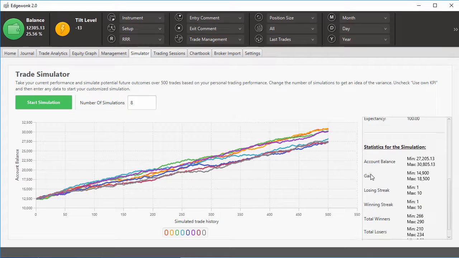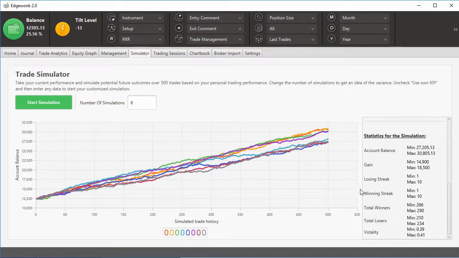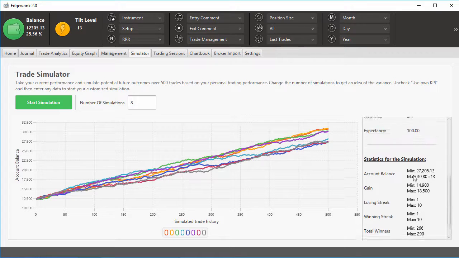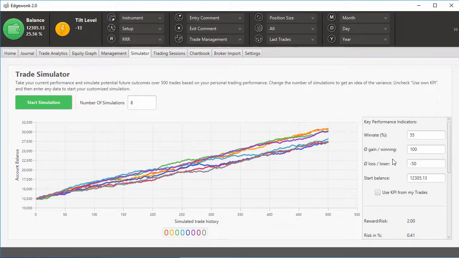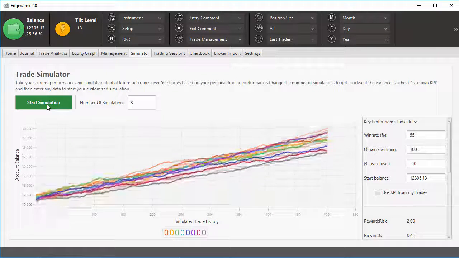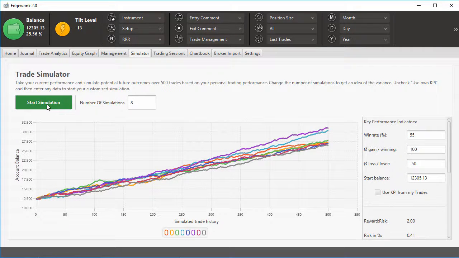And when you scroll down here, you get more breakdowns for your statistics, and you can see here the gain over the 500 trades, the longest losing streak, the longest winning streak, how many winners and losers total you had, and also volatility can be found here. And so just play around with this a little bit, get a feeling for your trading method and what to expect in the future, and then you can build your confidence and get a better understanding of your trading overall.